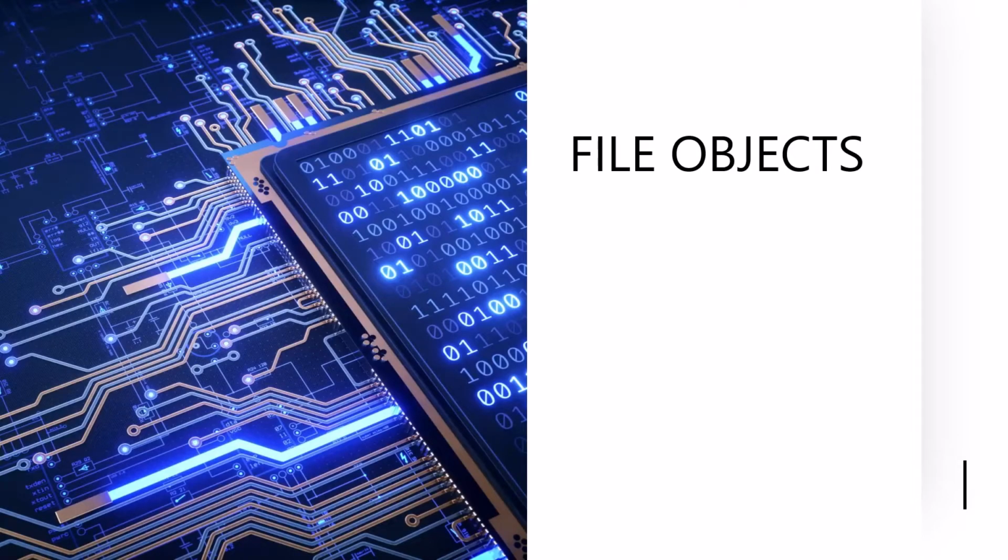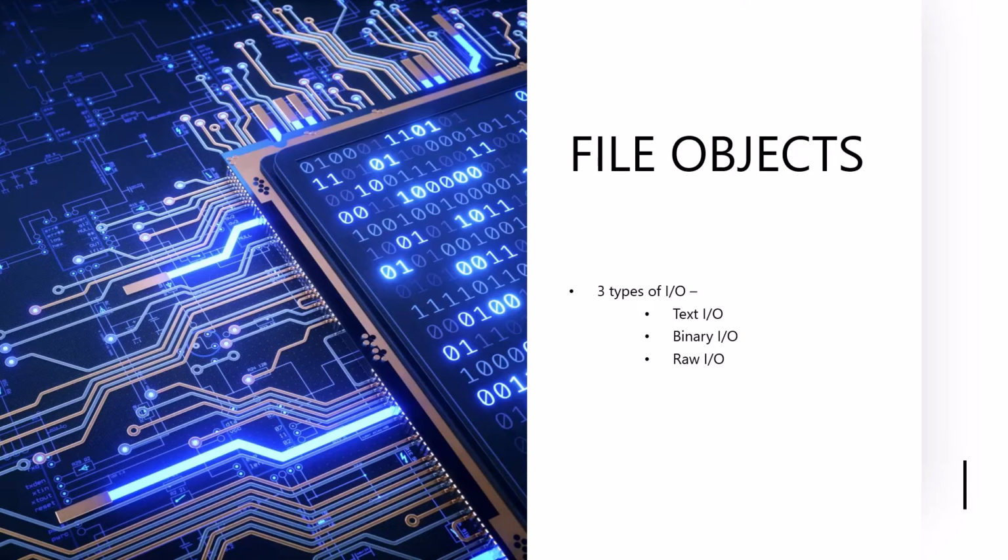So let's begin with our discussion on file objects. And before we talk about file objects, we need to talk a little bit about I/O or input-output. There's three types of I/O. There's TextIO, there's binary I/O, and there's raw I/O. Our discussion today is going to focus on TextIO.